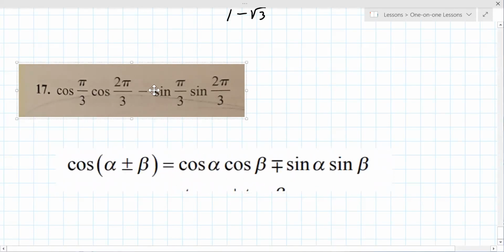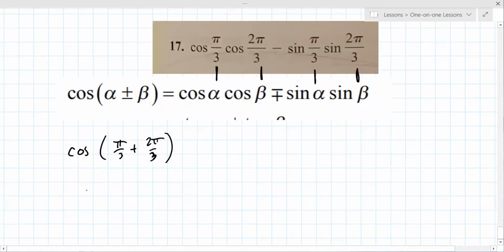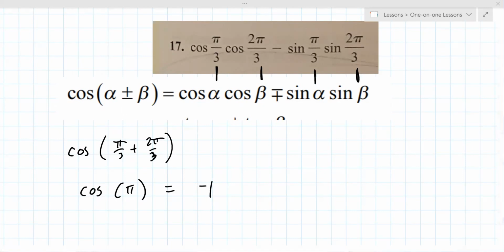Get these lined up a little better. So you can see here, that's your alpha, that's your beta. That's your alpha, that's your beta. So this is cosine. Because you have a minus, it's a plus. So it's pi over 3 plus 2 pi over 3. Well, what do those add up to? Well, that's cosine of pi. And that's -1. That's right on the unit circle. So these are way faster because you don't have to write as much. You're condensing. You're not expanding. Expanding is often a lot longer.